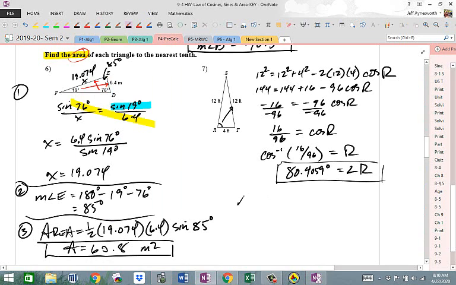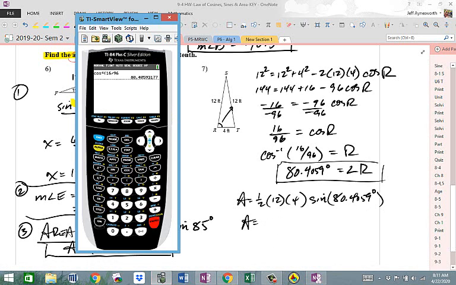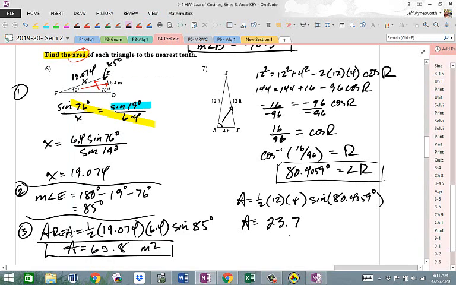So the area is equal to 1/2 times 12 times 4 times the sine of the included angle, which is what we just achieved. Okay, there's your angle. And so now the area would be 1/2 or 0.5 times 12 times 4 times the sine of the angle, which is right above it. So I'm going to recall that angle back, and I get about 23.7 square feet in this case. 23.7 square feet, because area is always in squared units.